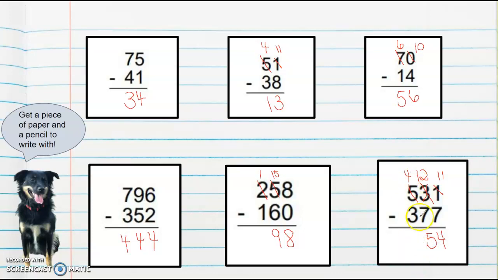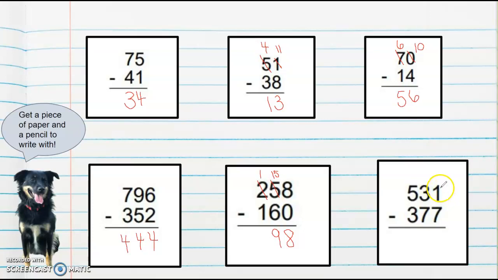And then I have 4 minus 3, which is 1. So your answer there is 154. This one was trickier, guys, okay? I'm going to walk through this one more time. Okay, here we go. So if you're a little bit confused, let's do this one again.